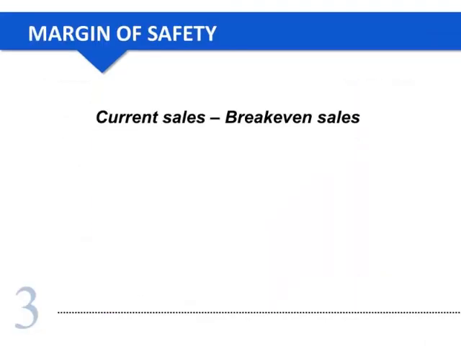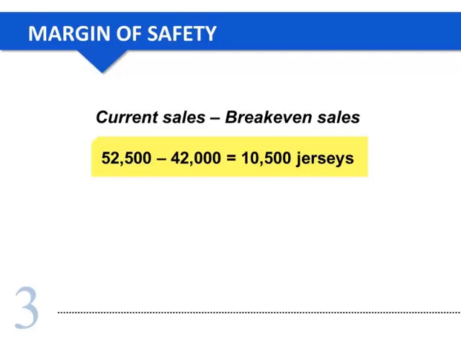Another concept that managers may use in addition to the break-even point to assess operations is the margin of safety. The margin of safety is the level of sales achieved above the break-even point. Going back to Universal Sports Exchange, current sales are 52,500 jerseys. With a break-even point of 42,000 jerseys, Universal has a margin of safety of 10,500 jerseys. That's current sales of 52,500 jerseys minus 42,000 jerseys at the break-even point.